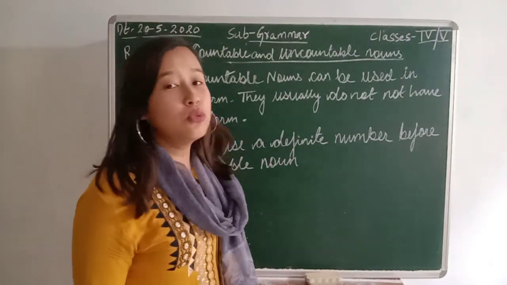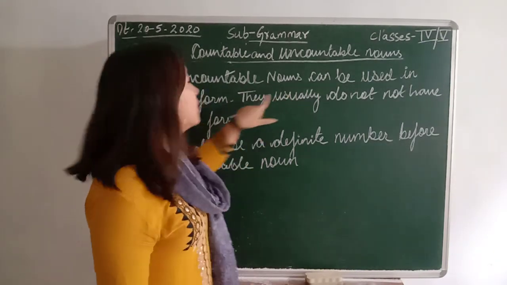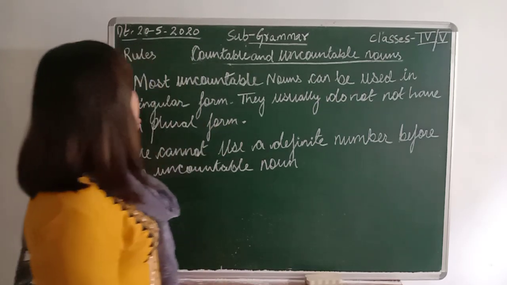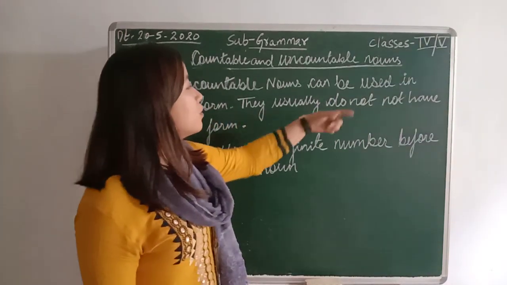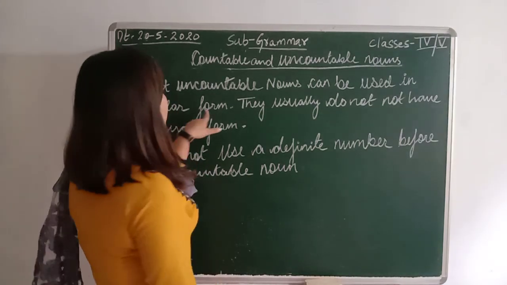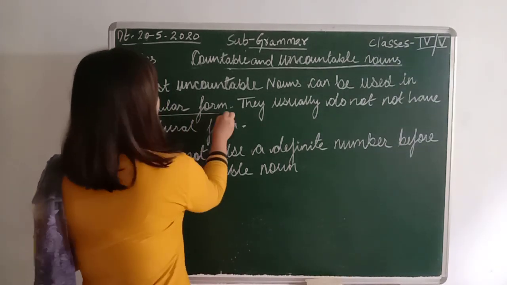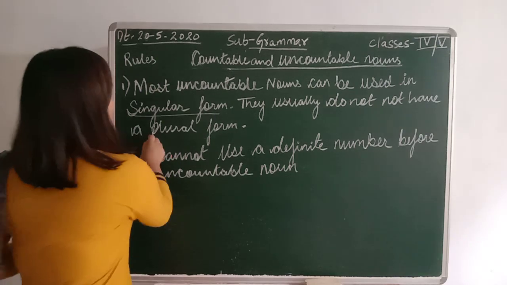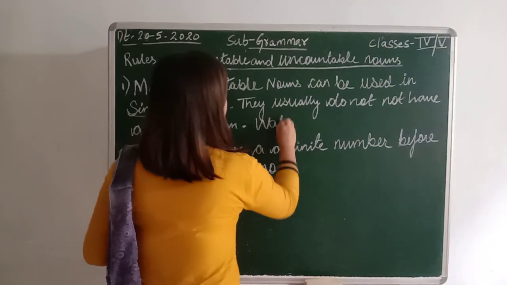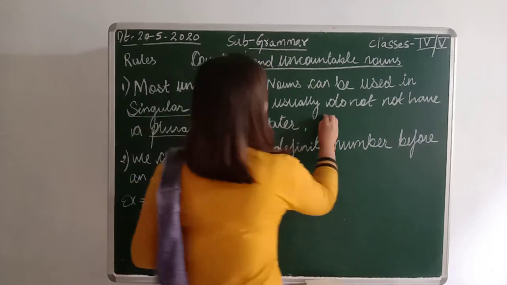So we will see the rules of uncountable nouns. Number 1 rule is most uncountable nouns cannot be used in plural form. They usually do not have a plural form. They can be used in singular form, but they do not have a plural form. For example, water and rice.